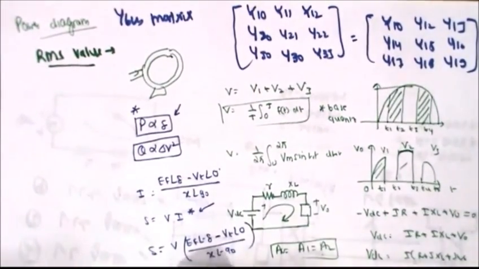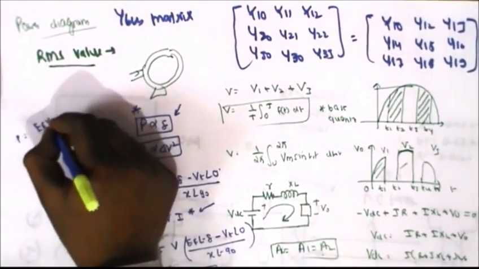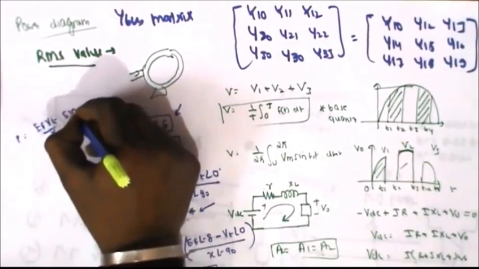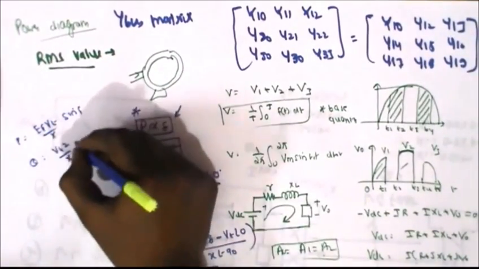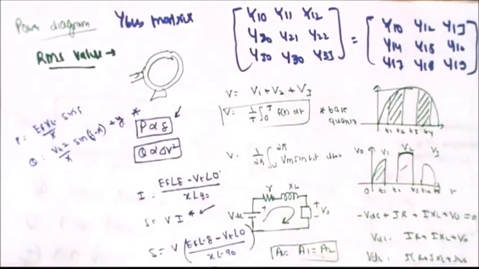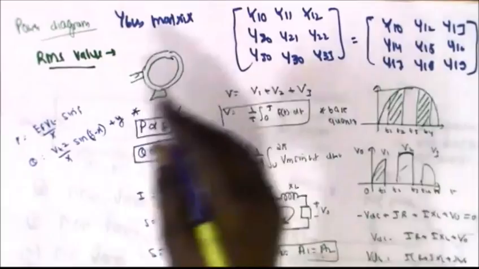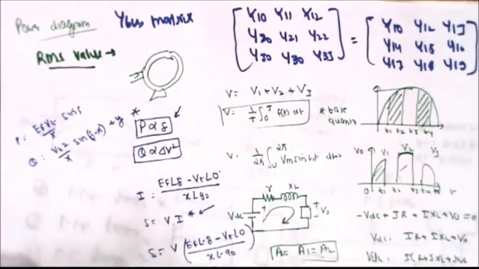We will solve this, then compare it with P plus jQ. The conclusion is that P equals EF VT upon X sin del, and Q equals VT square upon X minus EF VT upon X cos del. So this is the basic analysis that we discussed for the generation of the power flow in electrical engineering.